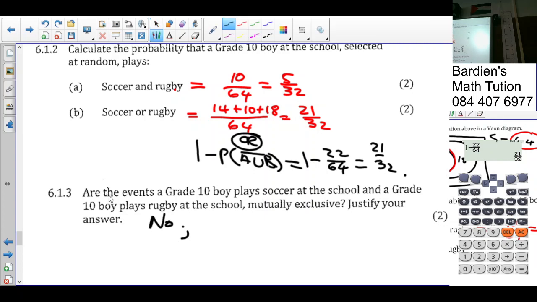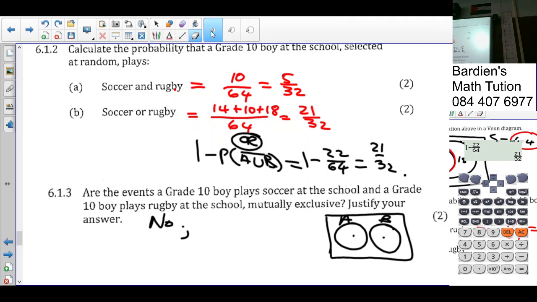Mutually exclusive, if you must draw a mutually exclusive Venn diagram, then this will be the case. There are no elements that belong to both A and B. Okay? So there's no overlap here, or no common elements. So therefore these events are mutually exclusive. Okay? So how do you answer this question? Are they mutually exclusive? The answer is no.